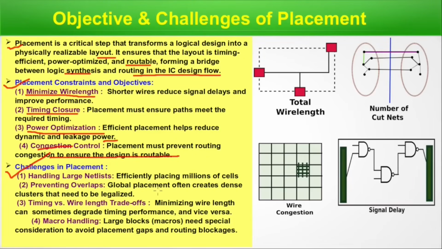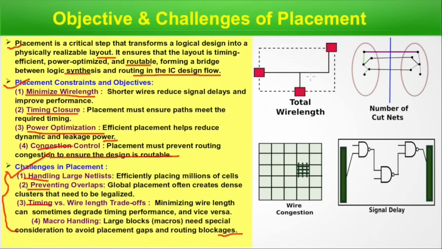Prevent overlaps. Global placement often creates dense clusters that need to be legalized. Needing to be legalized means there should be no overlap. So handling a large netlist is one challenge, preventing overlap is another. Another one is timing versus wire length trade-offs: minimizing wire length can sometimes degrade timing performance and vice versa. Macro handling: large blocks or macros need special consideration to avoid placement gaps and routing blockages. So these are the challenges we face during placement.